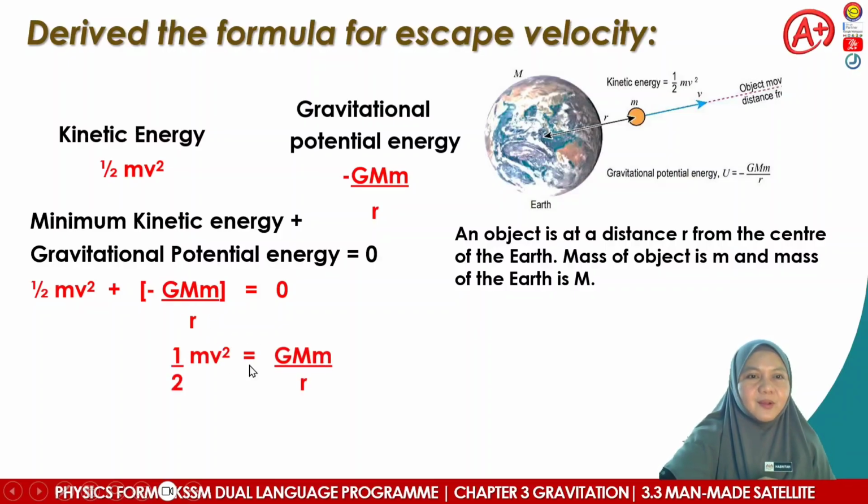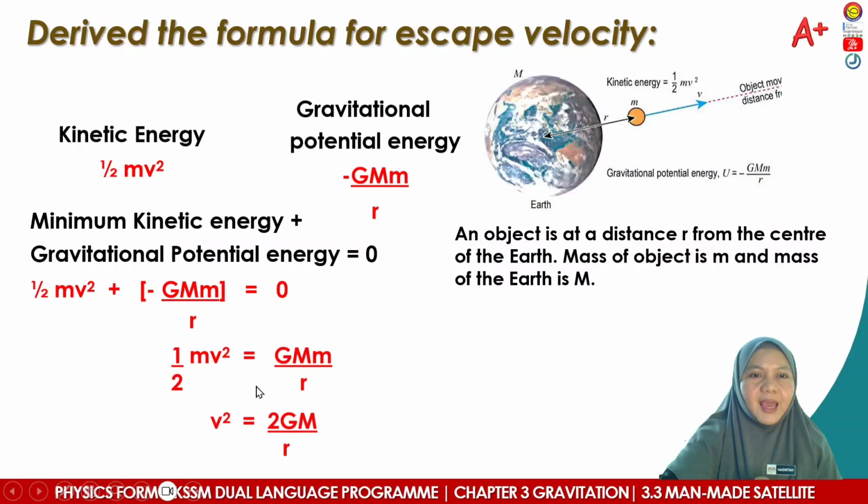Okay, so when we bring the gravitational potential energy to the right side, this is what we will have. And we cancel all the common factor of m, so it will leave us with v squared on the left. So we bring 2 to the other side, so v squared will be equal to 2GM divided by r. Can you follow me so far?